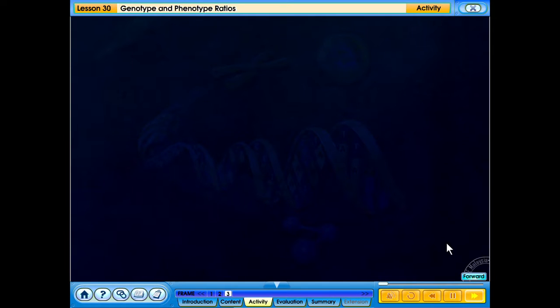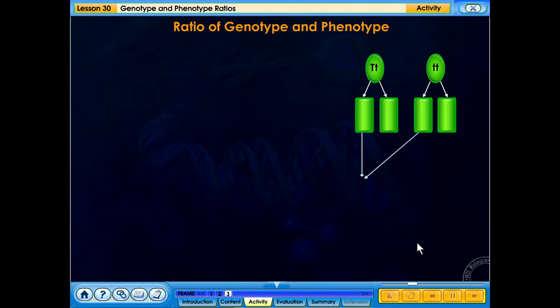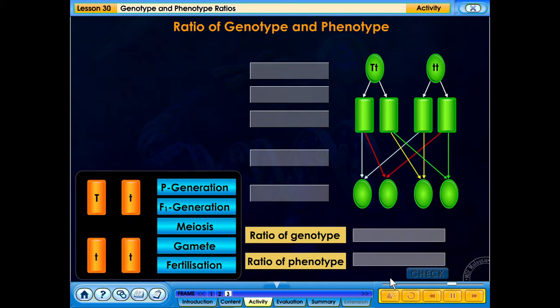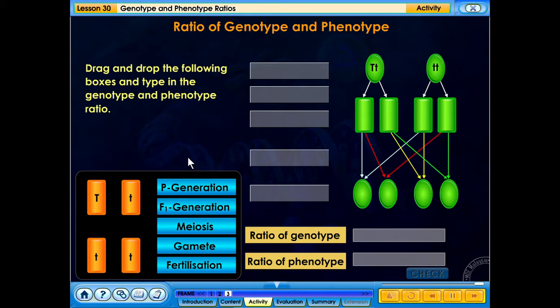The ratio of genotype and phenotype. The genotype of the parent is 1 capital T and 1 small t, and this will show the phenotype of tall pea plant. The genotype of another partner is 2 small t's, and this will show the phenotype of dwarf pea plant. The gametes produced by the parents will be 1 capital T and 3 small t's. Type in the boxes to find out the genotype and phenotype ratio of the offspring from the crossbreed between capital T, small t, and 2 small t's. Drag and drop the following boxes and type in the genotype and phenotype ratio.